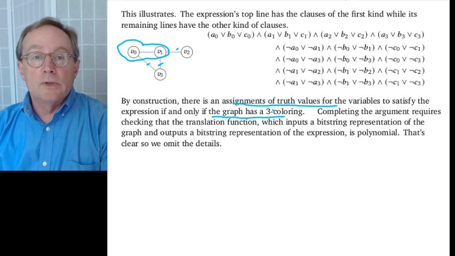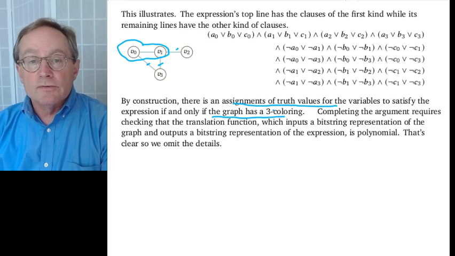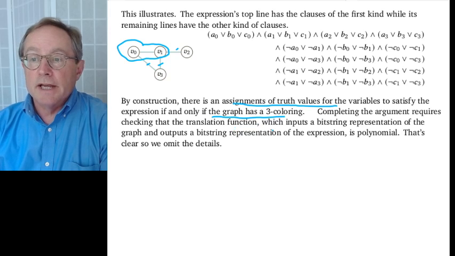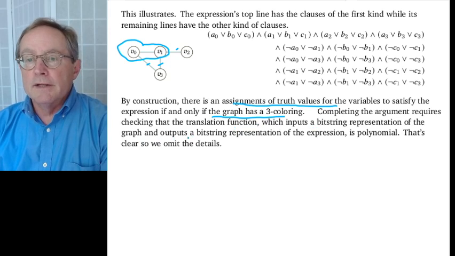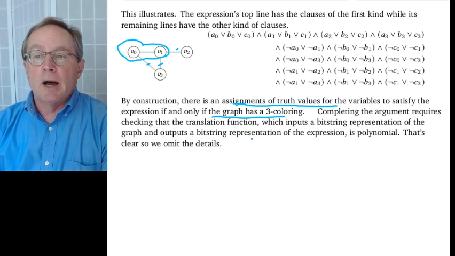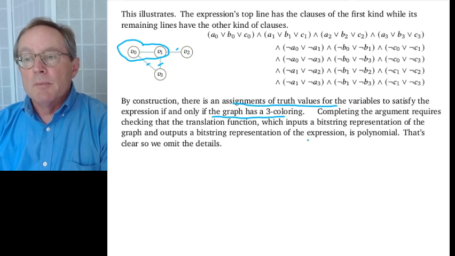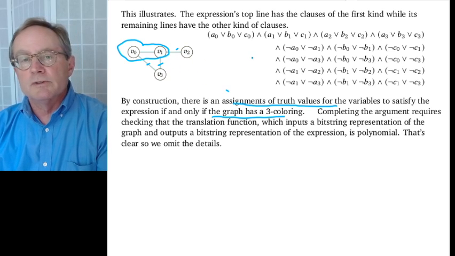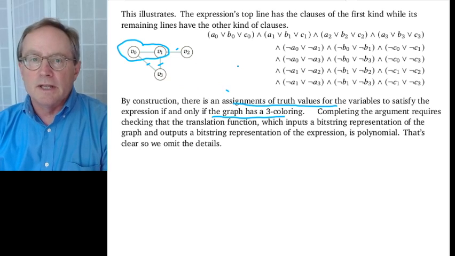And all I got to do then to finish is check that the translation function is polytime. Technically, the translation function doesn't take in graphs. Technically, it takes in bit string representations of graphs, but come on. And technically, it doesn't output expressions. It outputs a bit string representation of the expression. But come on, can you convert from the left-hand side to the right-hand side in polytime? I think so. Can you convert from a bit string representation on the left side to a bit string representation? I'm not going to go through the details.